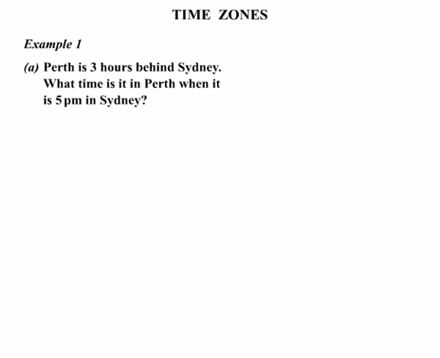For part A, we're told that Perth is 3 hours behind Sydney, and we're asked what time is it in Perth when it's 5 p.m. in Sydney. Well, to do this we're going to draw a very simple diagram, basically a number line. We'll put a P for Perth at the left or western end and an S for Sydney at our right or eastern end. Important to get those basic directions right on your timeline. Now we've got 5 p.m. in Sydney, so we'll label that as well.